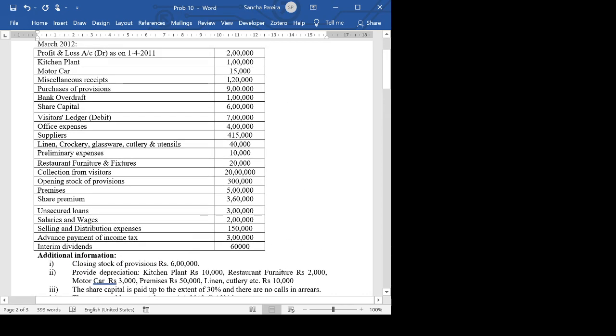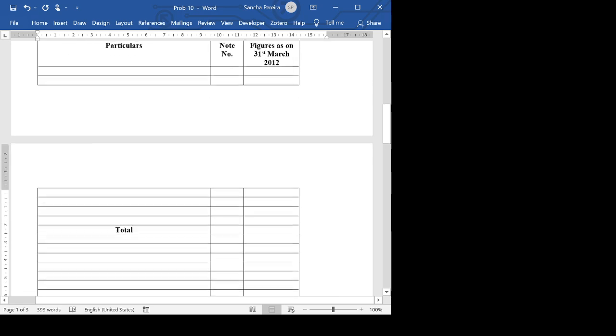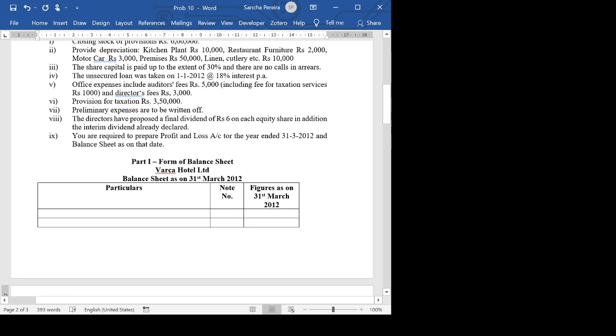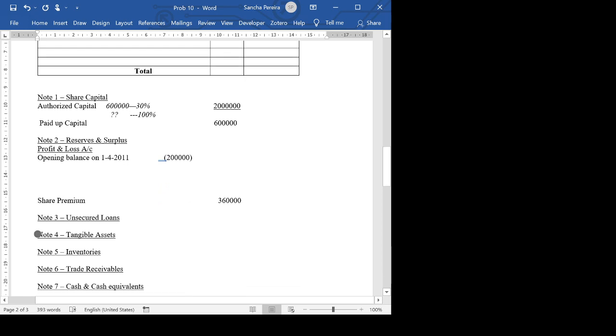Under long-term borrowings, we have an unsecured loan. Yes, 3 lakhs. Now be careful, there's an adjustment to that unsecured loan. There is outstanding interest. So when we come to the adjustments, we'll calculate the outstanding interest.